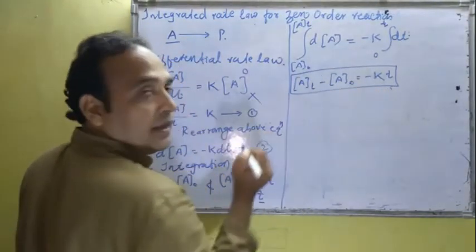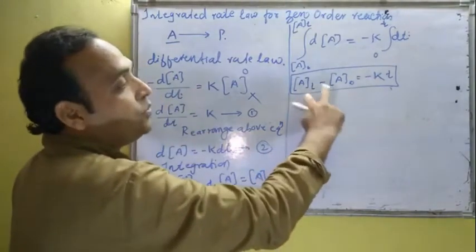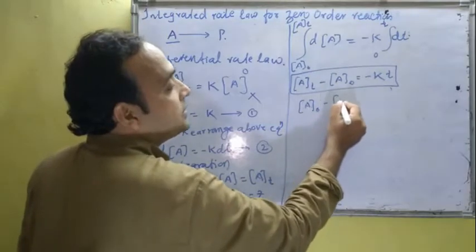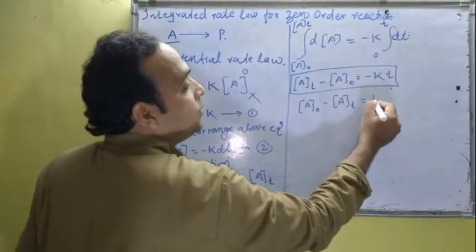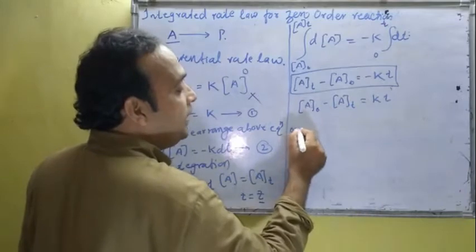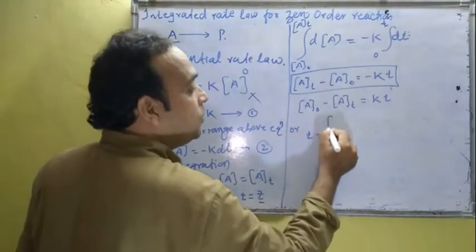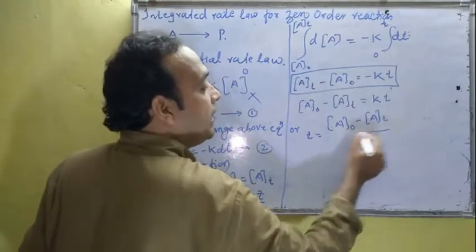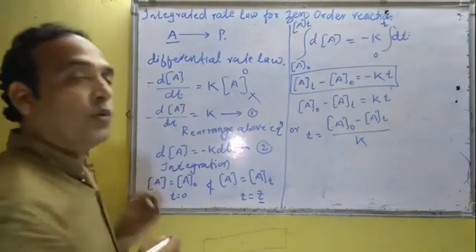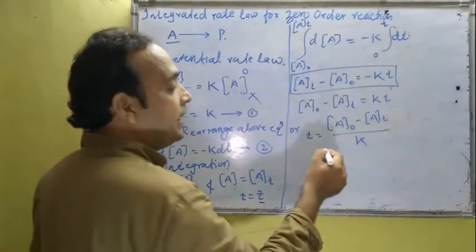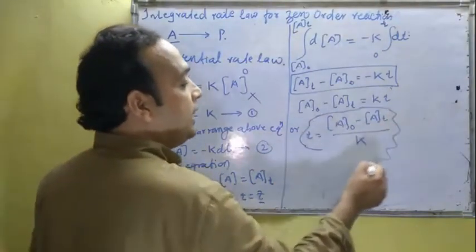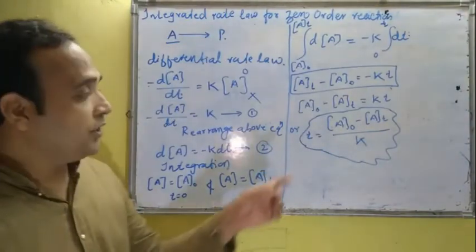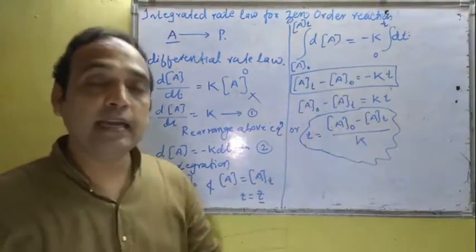this minus sign. अब मुझे माइनस साइन रिमूव करना है, इसको उल्टा कर दो. So this becomes a0 minus at is equal to kt, or we can write here t is equal to a0 minus at upon k. T is equal to a0 minus at upon k, and this is the integrated rate equation for zero order reaction.